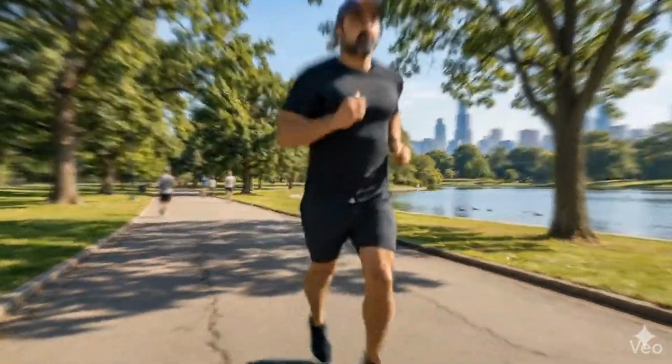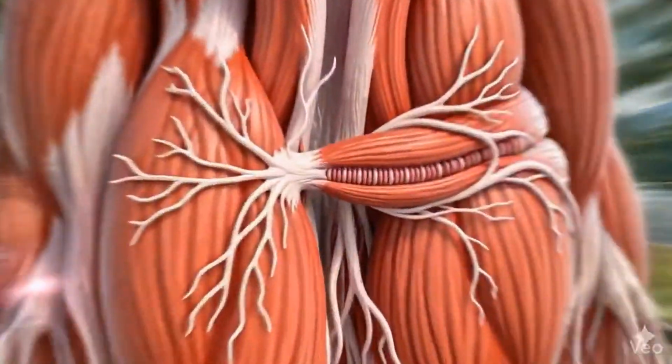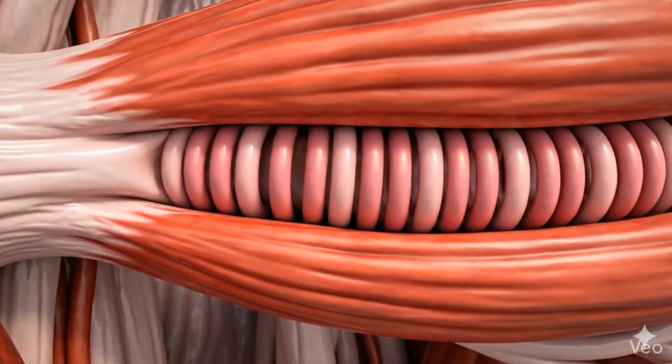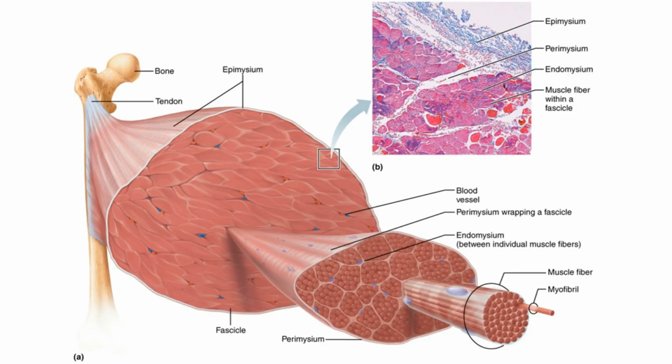Welcome back. Today, we're zooming in to explore the microscopic anatomy and organization of skeletal muscle. Let's get started. Let's zoom in past the visible muscle to the cellular level.